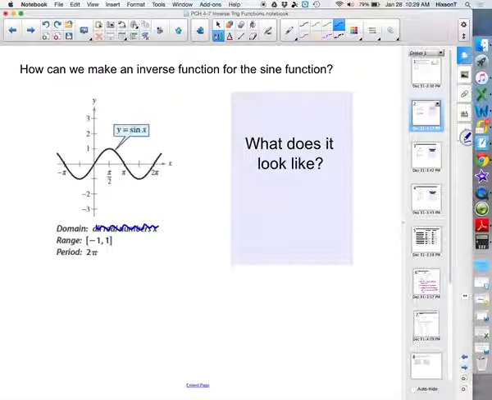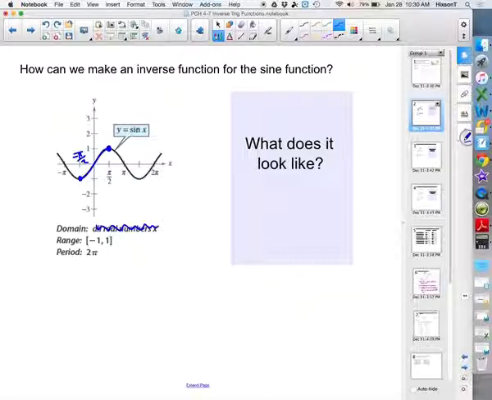Miriam? Maybe like from negative pi over 2 to pi over 2. Okay. Negative pi over 2 would be right here, right? So if we limited it so it just went from here up to here, so from a min to a max, or from a max to a min. Yeah, there's more than one way we could do it, but that actually is the way that we will do this for the inverse sine.